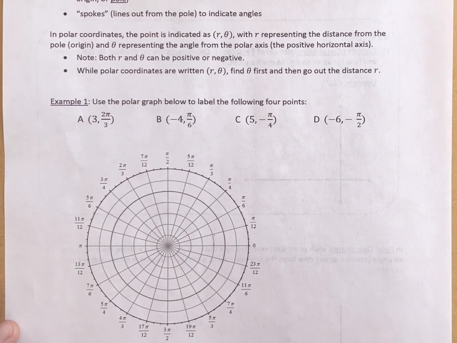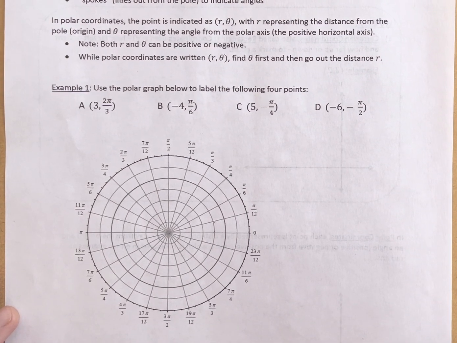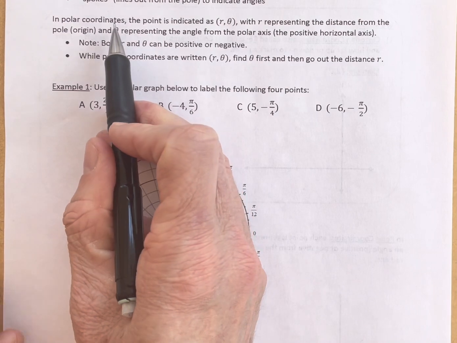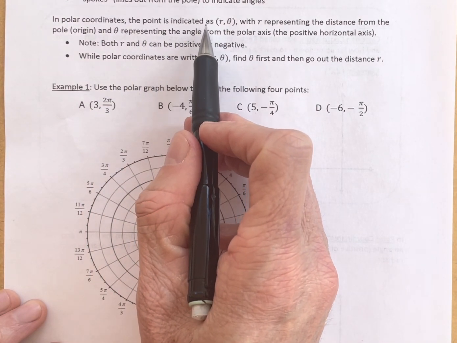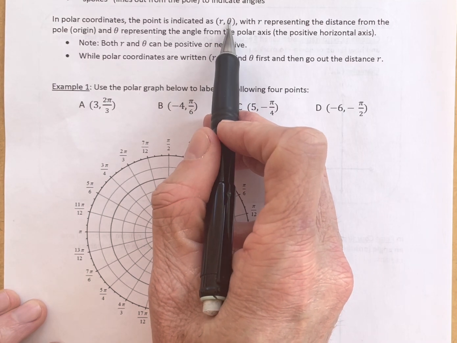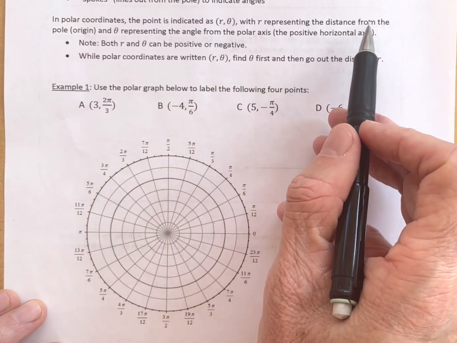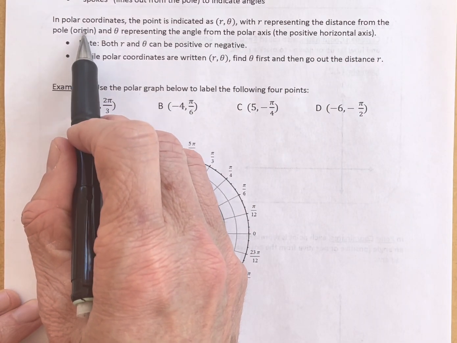I'll slide up a touch, and let's take a look at this. In polar coordinates, the point is indicated, as we've seen, as (r, theta). r represents the distance from the pole, or the origin.